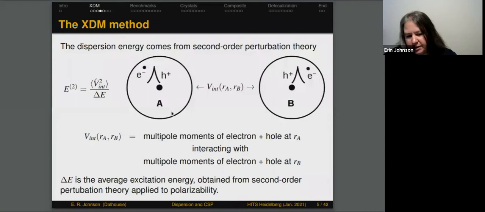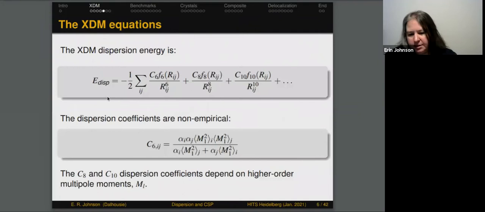So if we now expand our expression for the dispersion energy, we obtain this expression where we have a sum over all atom pairs in the system, I and J. We have a leading order dispersion term of the form C6 over R to the 6, as you'd expect, for example, from the Lennard-Jones 6-12 potential.